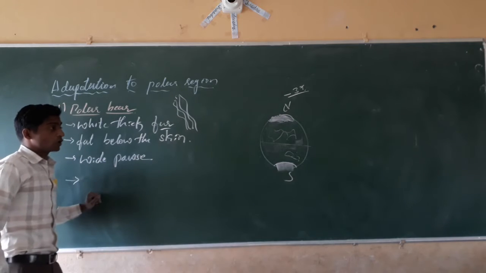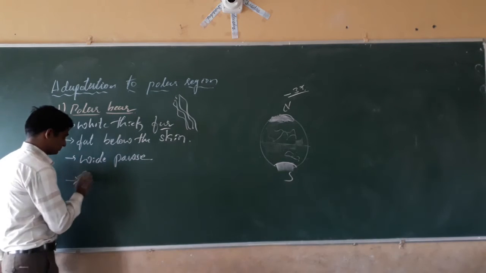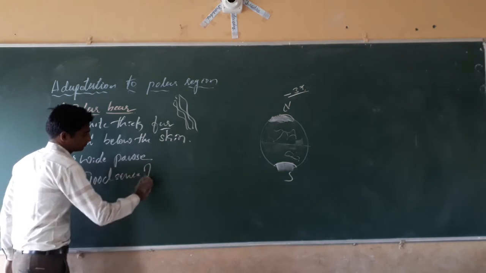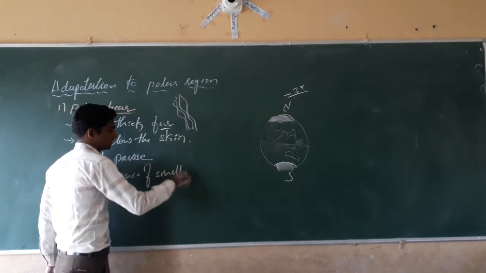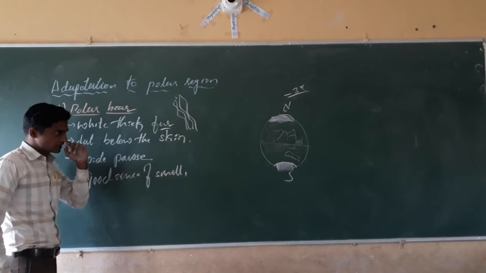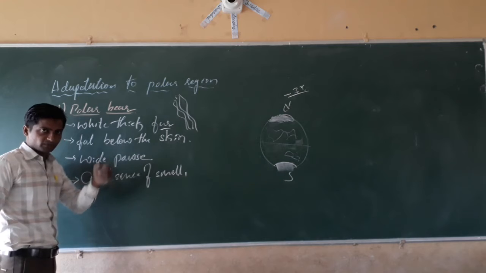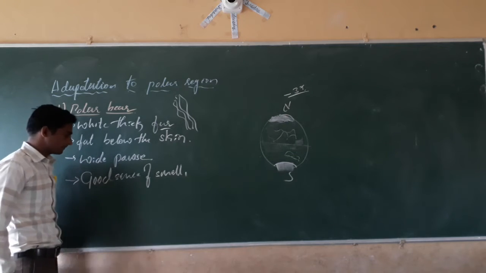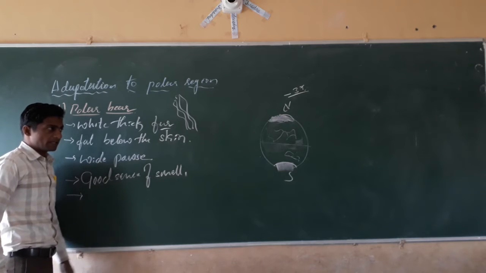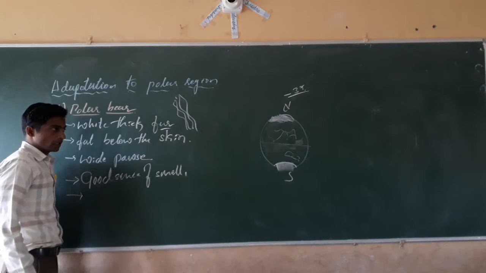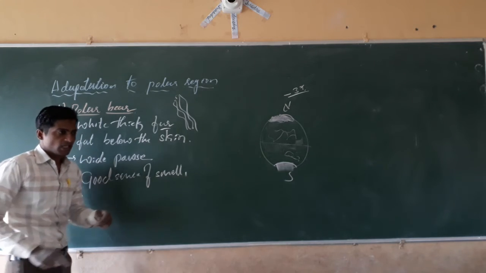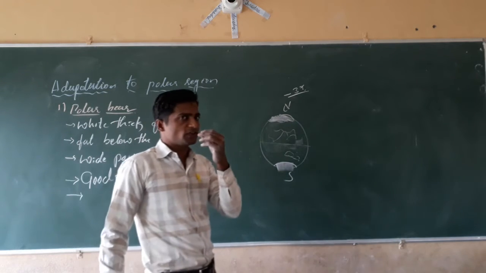It has a good sense of smell. From a far distance it will catch the prey with the help of smell. The next, when it enters into the water for swimming, it holds the breath for a long time. It respires through the nostrils.